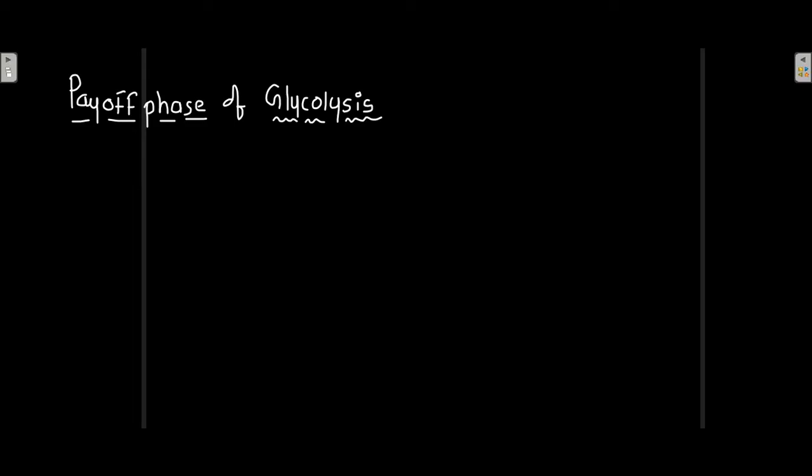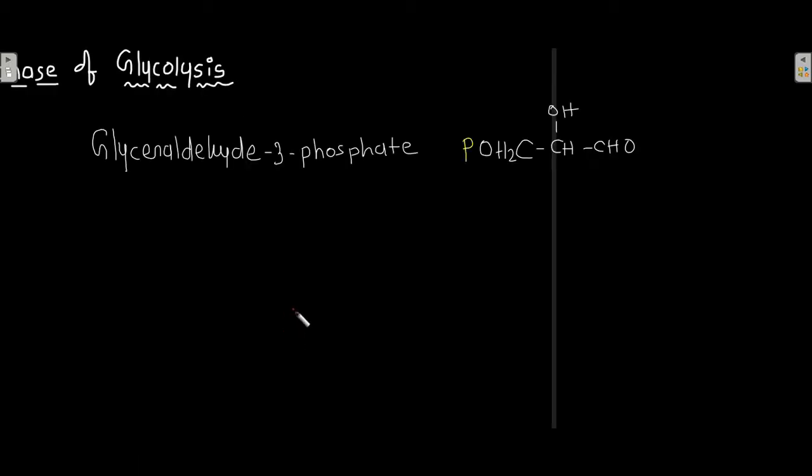Let's talk about the payoff phase of glycolysis. The payoff phase, that is the energy generation phase of glycolysis, starts with glyceraldehyde 3-phosphate. This is the structure of glyceraldehyde 3-phosphate. Actually, there are two molecules of glyceraldehyde 3-phosphate now, so keep that in mind. Whatever conversion we are doing is with respect to two molecules, and at the end we will get 2 pyruvate.